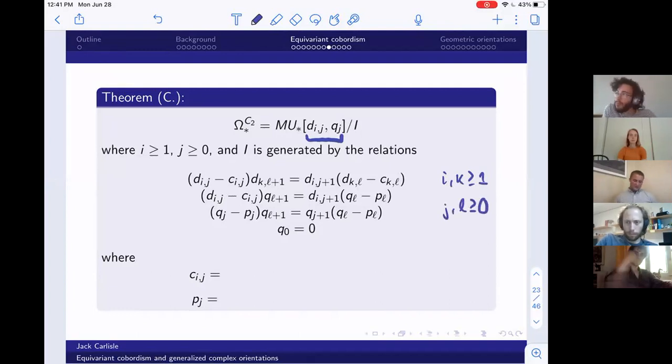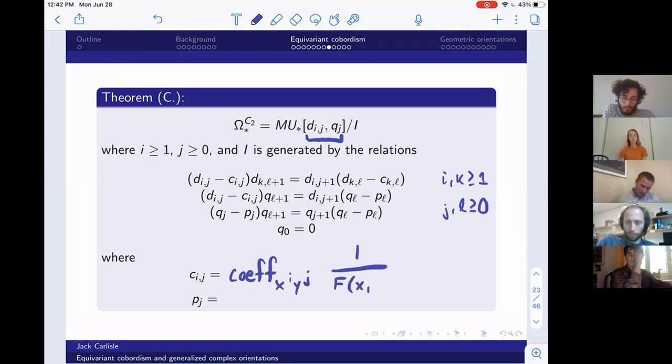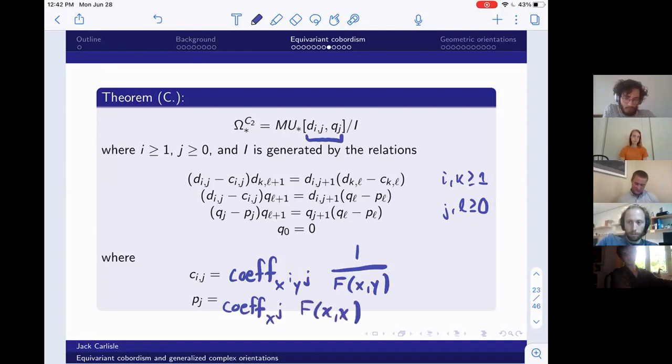And what are these elements that appear that aren't the generators Dij and Qj? Well, the Cij is defined as follows. It's the coefficient of x to the i times y to the j in 1 over the universal formal group law. Now, in similar style, this element Pj is the coefficient of x to the j in F of x comma x. So I'll let you pick through precisely what this means, but the idea is that these relations are encapsulating relations in terms of formal group law data.